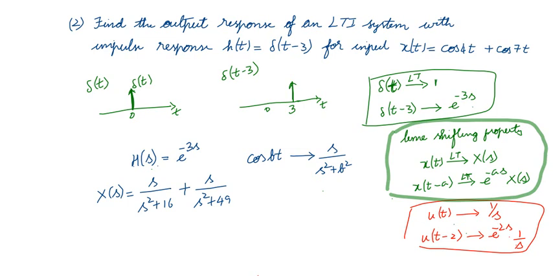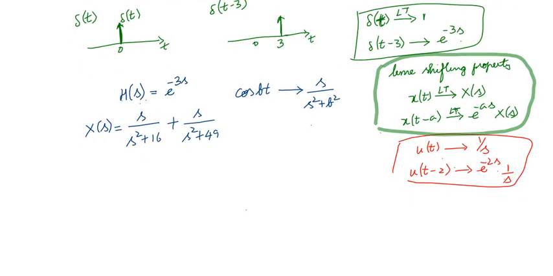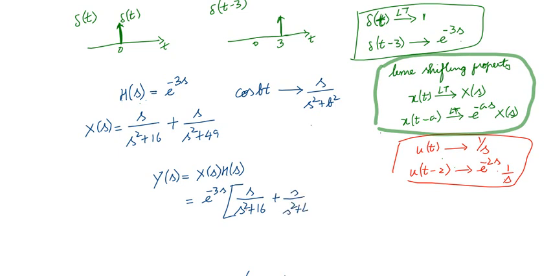Now we just have to find out the output response. First we will do it in the Laplace domain, then we will take the inverse Laplace. Y of s is equal to x of s times h of s, right? So you multiply these two things. H of s is e power minus 3s, times, what is x of s? s divided by s square plus 16 plus s divided by s square plus 49.